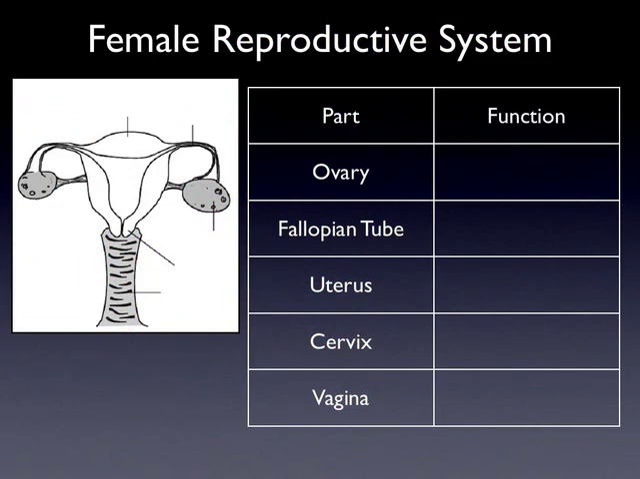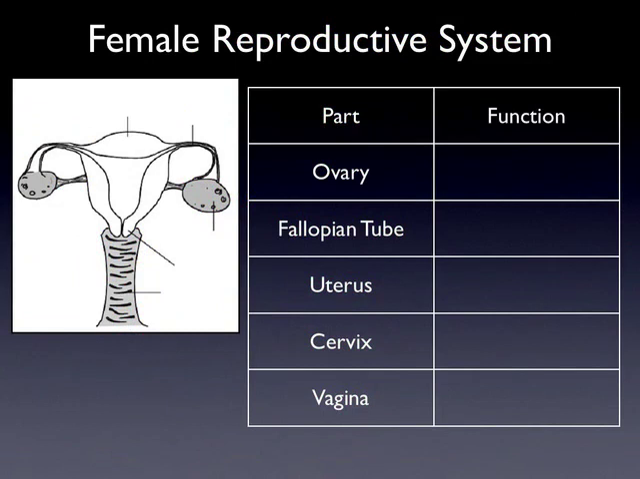So let's move on. Female reproductive system. Now there's some similarities. What's the equivalent of testes in a female? Ovaries. Testes and ovaries are both considered gonads, the glands that produce sex cells. In females, there are two ovaries, and they're within the body.